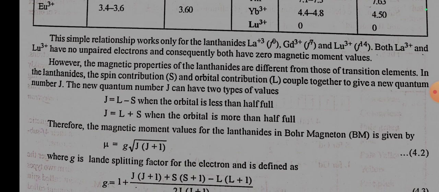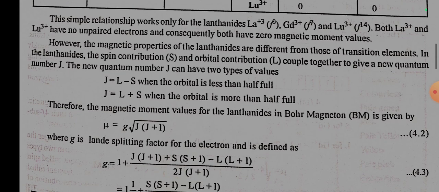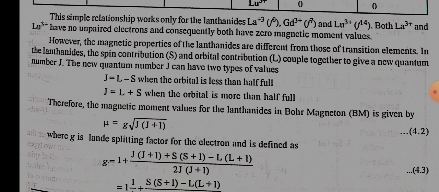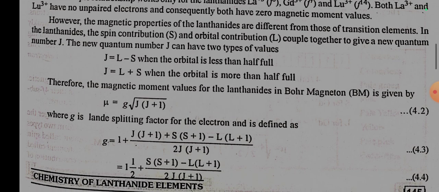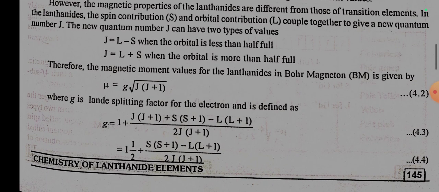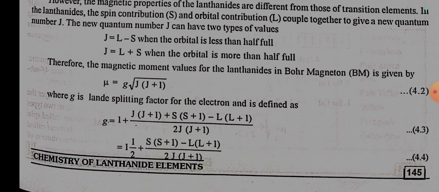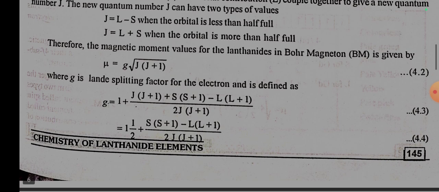Both La3+ and Lu3+ have no unpaired electrons and consequently both have zero magnetic moment values. However, the magnetic properties of the lanthanides are different from those of transition elements. In the lanthanides, the spin contribution S and the orbital contribution L couple together to give a new quantum number J. The new quantum number J can have two types of values. J = L − S when the subshell is less than half full. J = L + S when the subshell is more than half full.